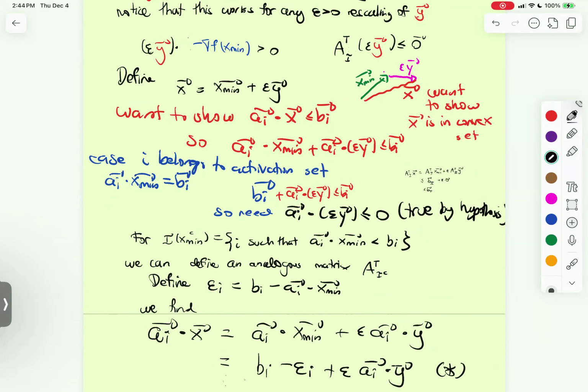And then what is the other case? The other case is when the index is not in the activation set. What does it mean to not be in the activation set? That means that this dot product is strictly less than BI, right? Because it's strictly less, there is a gap between those two values, which I'm calling epsilon I. That's how much these two numbers differ. The equality is not achieved, so there's some gap.